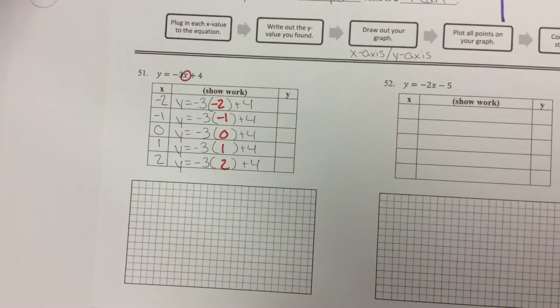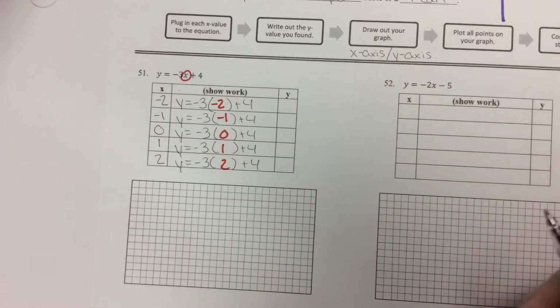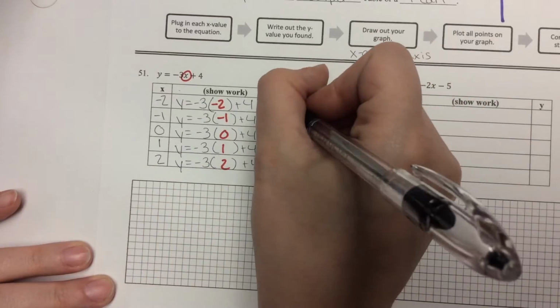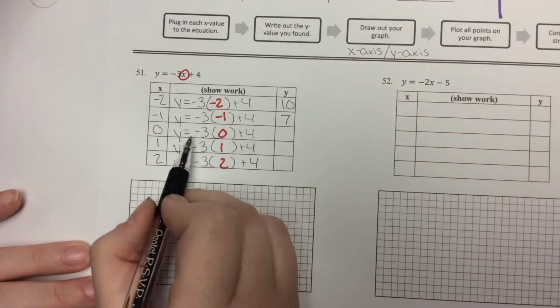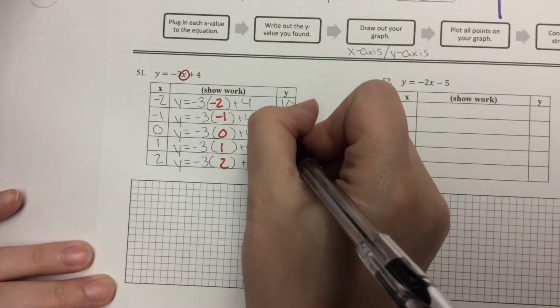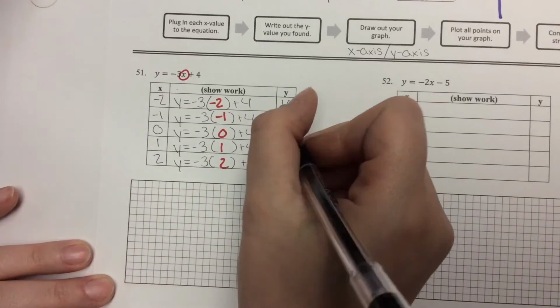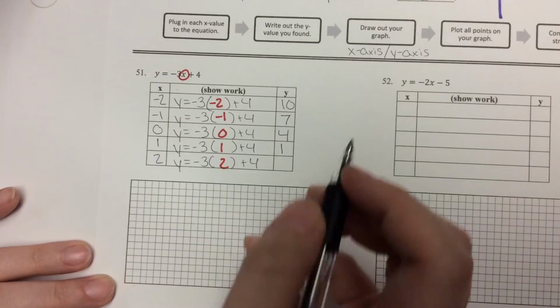Now it's just a matter of doing the math and seeing what kind of output or y value you're going to get. -3 times -2 is +6, plus 4 is 10. -3 times -1 is +3, plus 4 is 7. -3 times 0 is 0, plus 4 is 4. -3 times +1 is -3, plus 4, and that's 1. -3 times +2 is -6, plus 4 is -2.